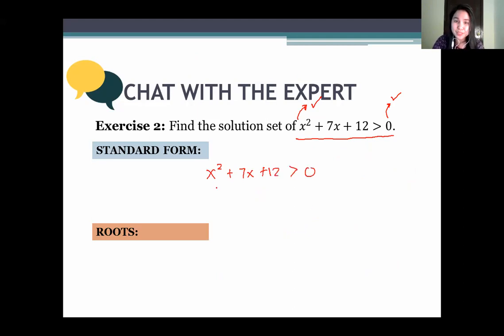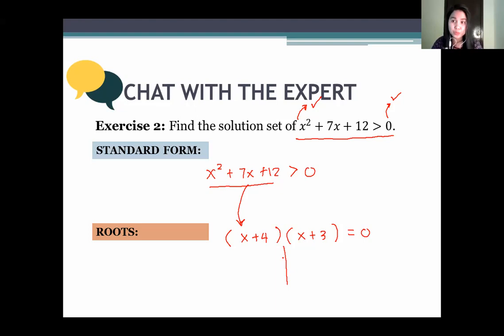Let's solve for the roots. Okay, the roots. Can you tell me how do you factor? What are the factors of x squared plus 7x plus 12? In the chat box, you type the factors. If I say factors, it should be this one. Okay, not the roots. I'm not yet asking for the roots. I'm asking for the factors. Very good. x plus 4 and x plus 3.